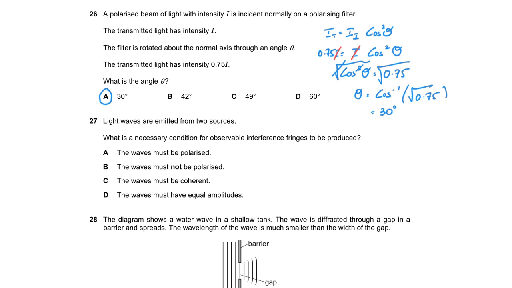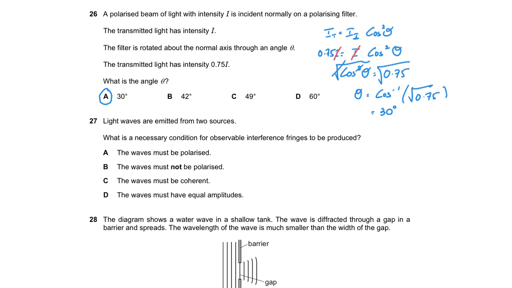Question 27 says light waves are emitted from two sources. What is a necessary condition for the observable interference fringes to be produced? The waves must be polarized. So they're talking about two sources that meet at a point, which would form interference fringes due to constructive and destructive interference.